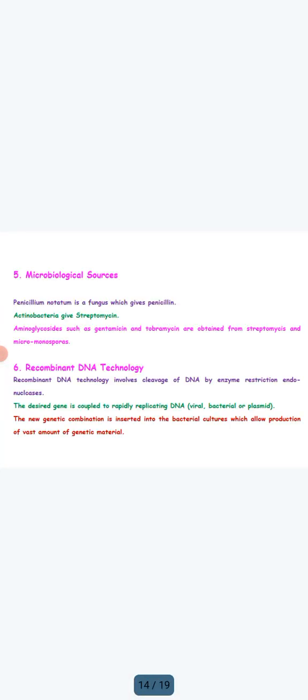In microbial sources, Penicillium notatum is a fungus which gives penicillin. Actinobacteria give streptomycin. Aminoglycosides such as gentamicin and tobramycin are obtained from streptomyces and micromonospora. Recombinant DNA technology, or rDNA technology, involves the cleavage of DNA by the enzyme restriction endonuclease.